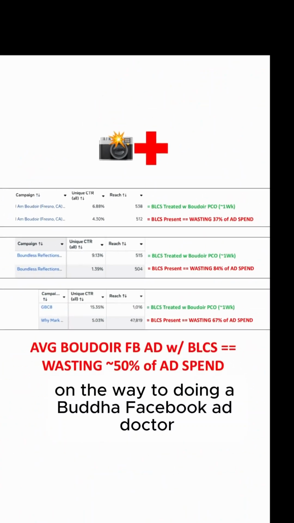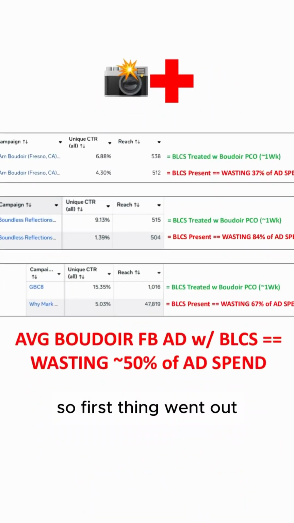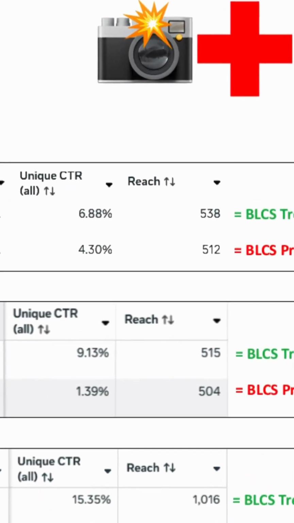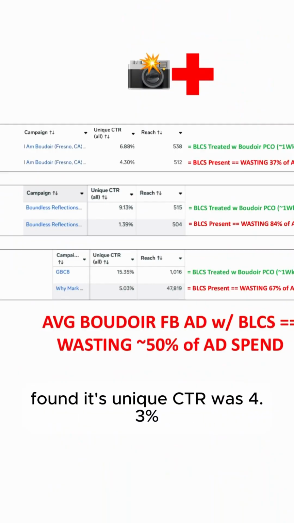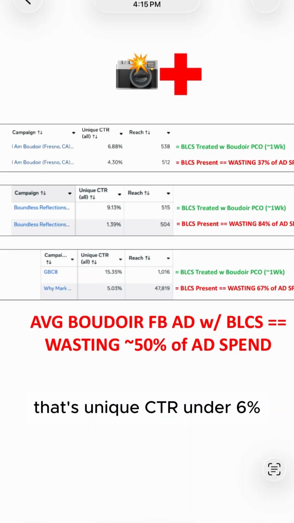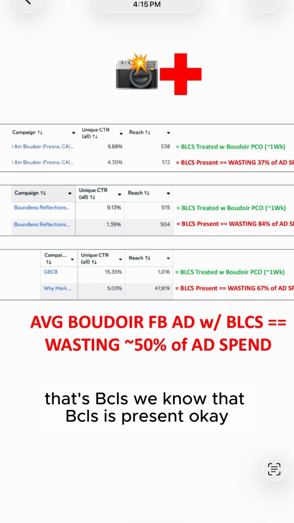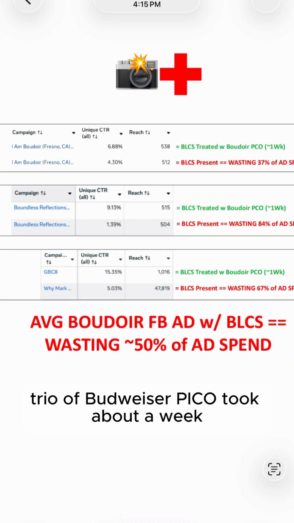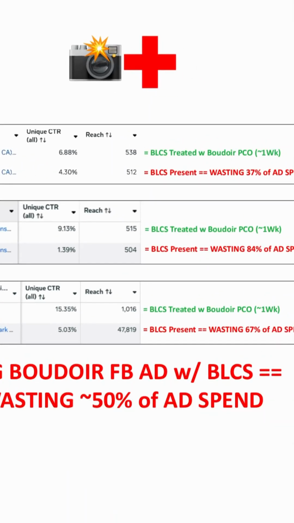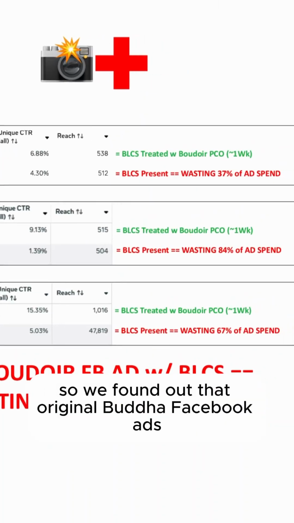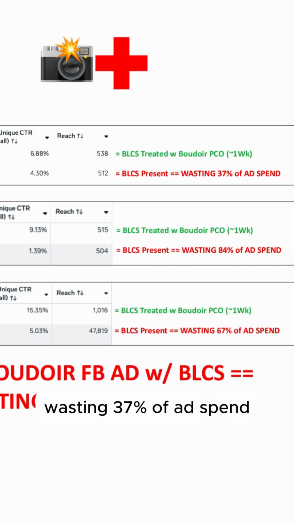on the way to doing Boudoir Facebook ad doctor. So first thing, went out, found some Boudoir Facebook ads out there, pulled the first one into my hospital, tested it, found its unique CTR was 4.3%. That's unique CTR under 6%, that's BLCS. So we know that BLCS is present, okay. So duplicated it, treated it with Boudoir Pico, took about a week, got the unique CTR up to 6.88%. So we found out that original Boudoir Facebook ad was wasting 37% of ad spend.